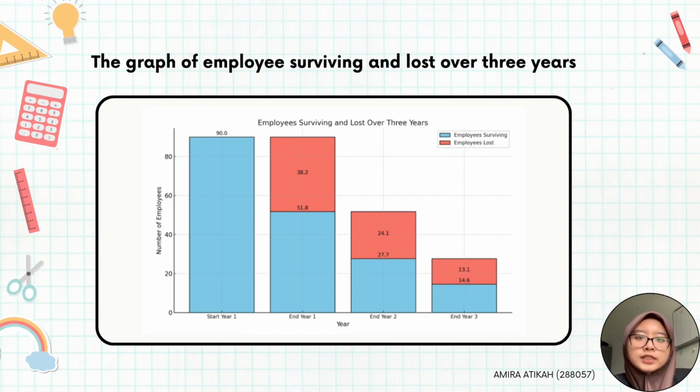The number of employees still working also goes down, starting with 90 employees at the beginning and dropping to 51.8 or 52, 27.7 or 28, and finally 14.6 or 15 employees by the end of year 3. This graph clearly shows how the workforce gets smaller each year because of people retiring, resigning, or leaving for other reasons.